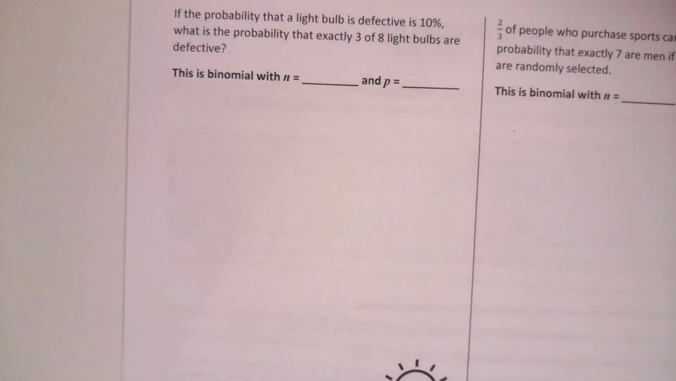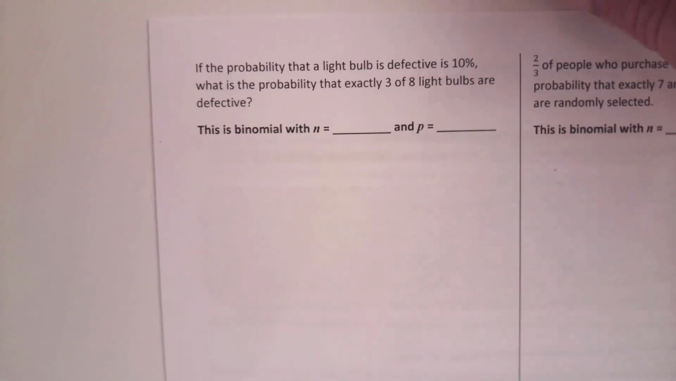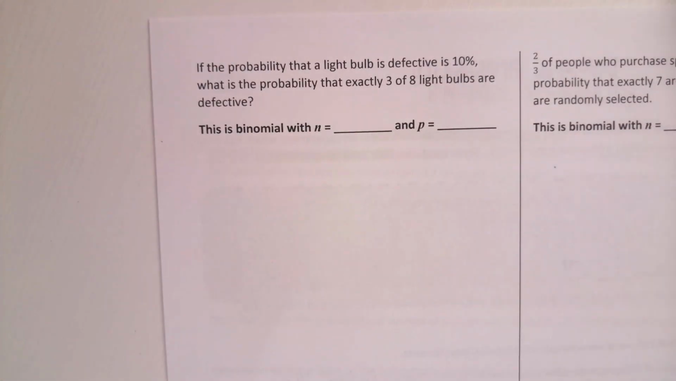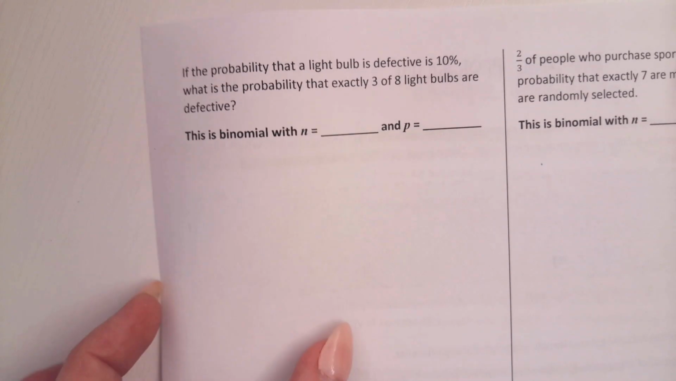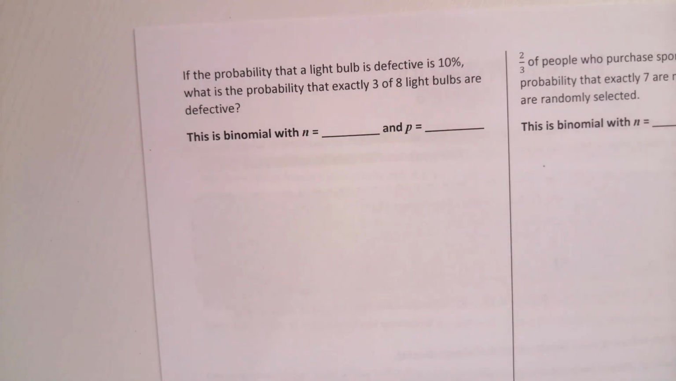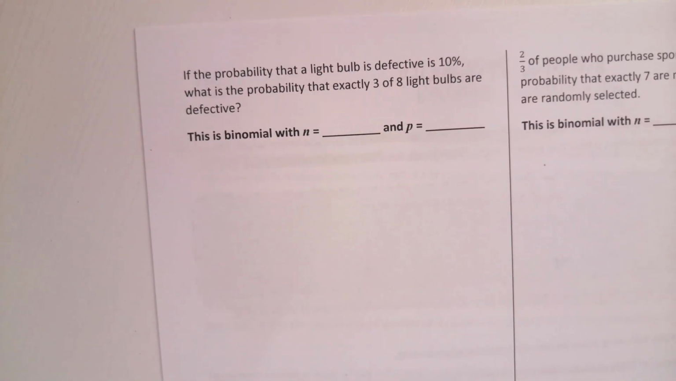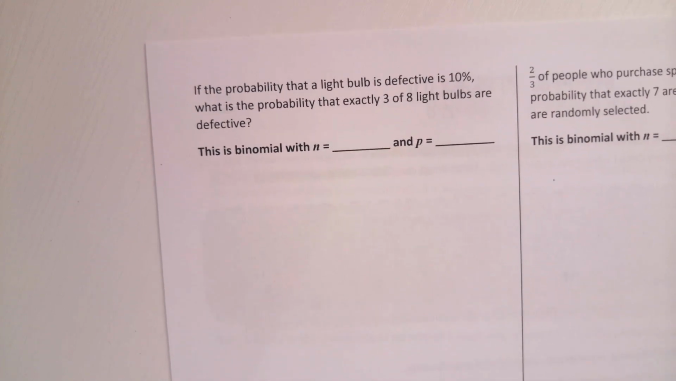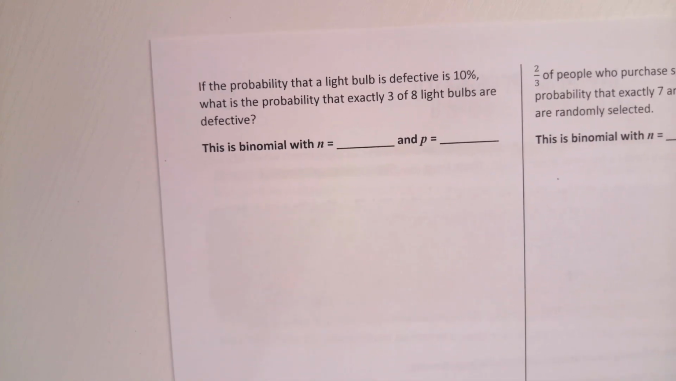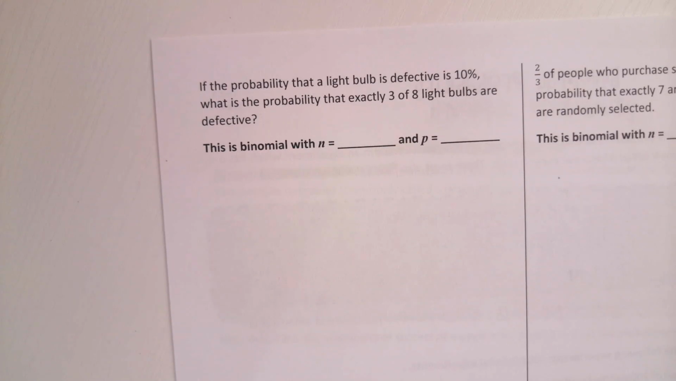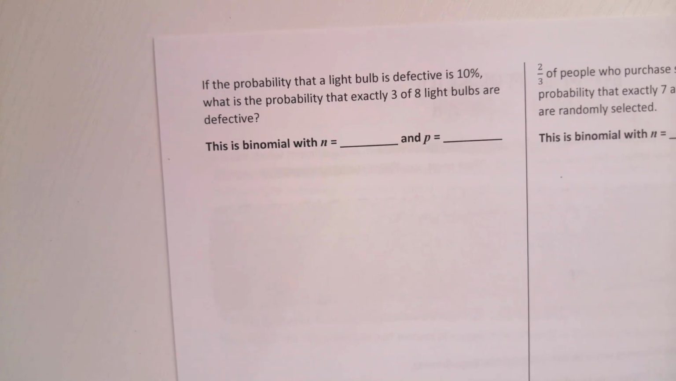Okay. I know the scariest part of this is just the formula, and spoiler alert, you get the formula on the test. Is this going to be on today's quiz? No. Good job. Alright, the probability that a light bulb is defective is 10%. What is the probability that exactly 3 of 8 light bulbs are defective?